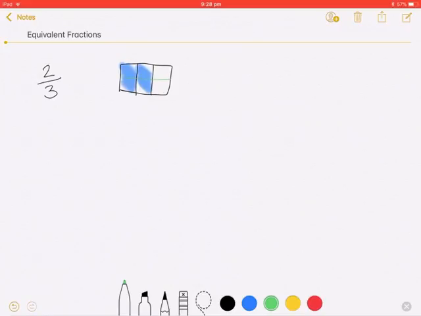Now that I've broken that shape into sixths, how many of those six have already been coloured in when I coloured in the 2/3? 2, 3, 4. 4 of them. So 2/3 is actually equal to 4/6.